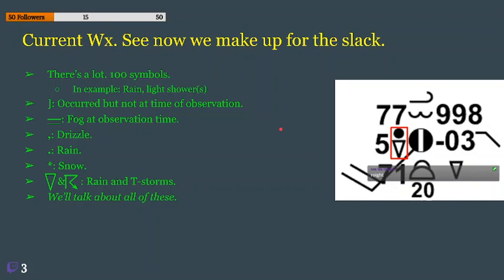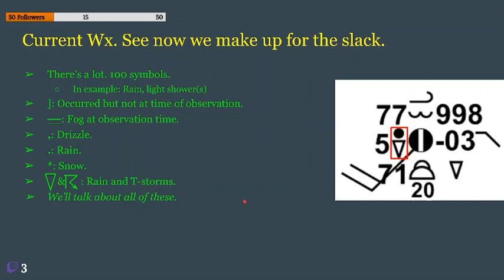Anyway, next up we have current weather, right next to visibility. Now we're making up for the slack of everything before that. There's a lot of current weather symbols. There's 100. In this example, there are light rain showers.